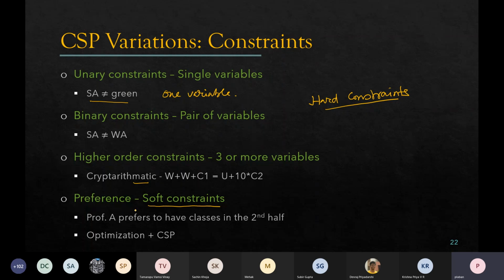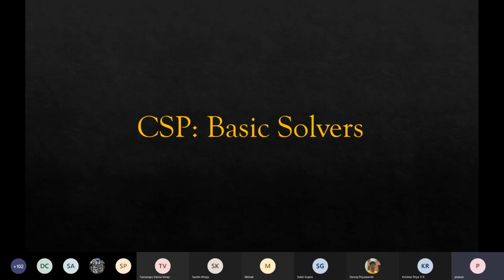So while we are talking about incorporating preferences in the form of soft constraints, we are solving two problems together. One is optimization, the other is CSP, right? So we are satisfying some constraints, and also we are optimizing our solution by looking at how many such soft constraints I have satisfied. The more soft constraints I have satisfied, the better the quality of the solution will be, right? Now with this, let us go to the solvers.